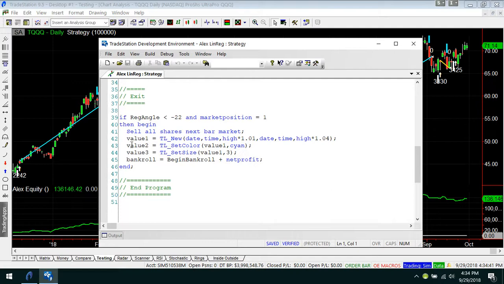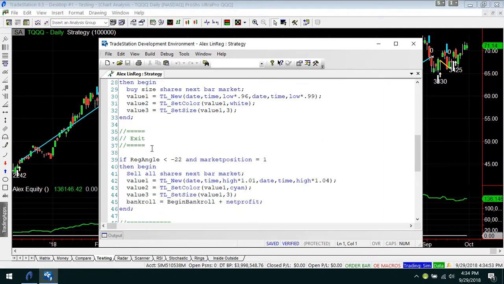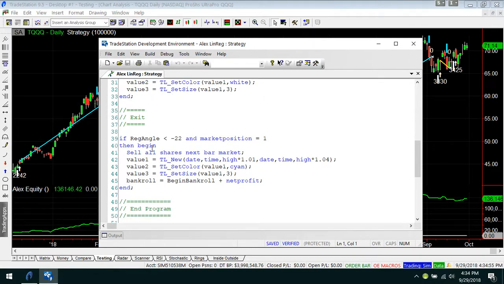These things value 1, 2, 3 are on there just to put a mark on the chart so we know when to buy and when to sell, but we know a day before instead of waiting until the actual day to do it. And that's the entire program.